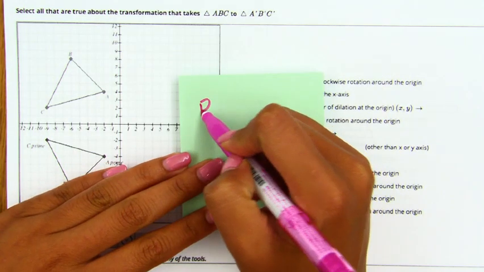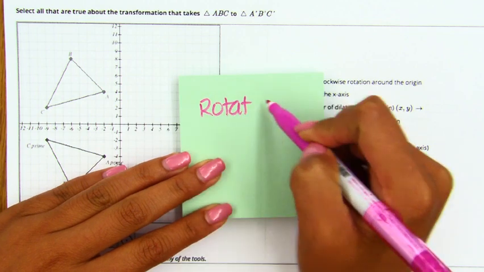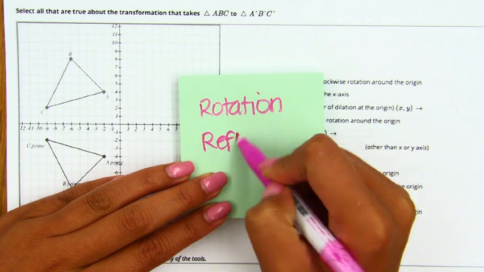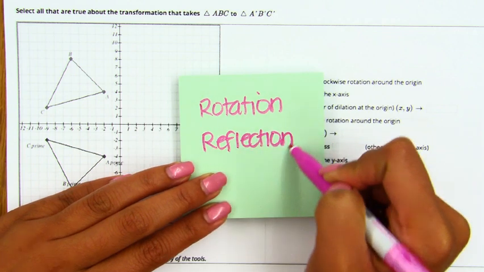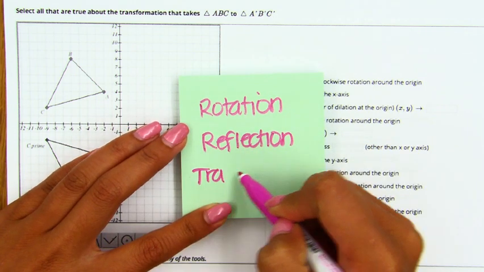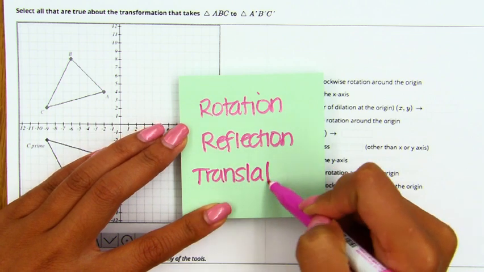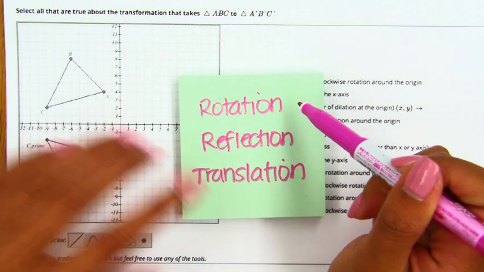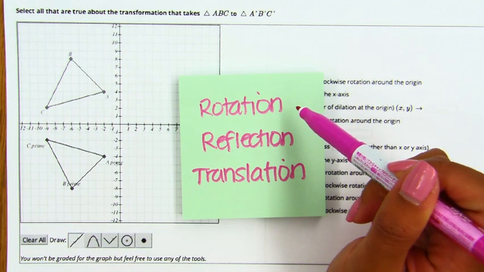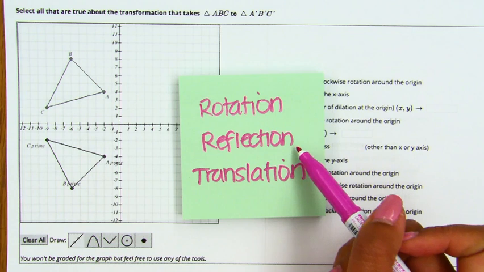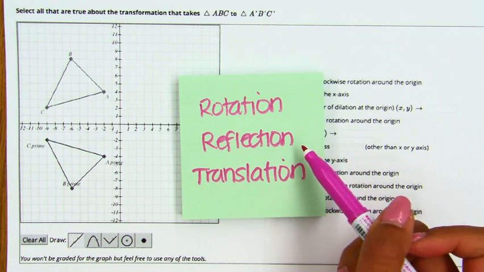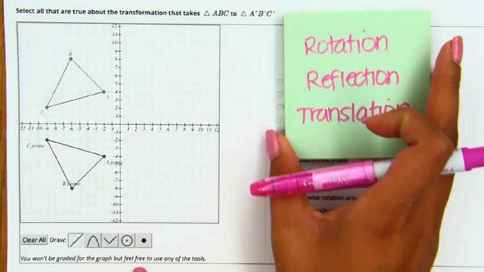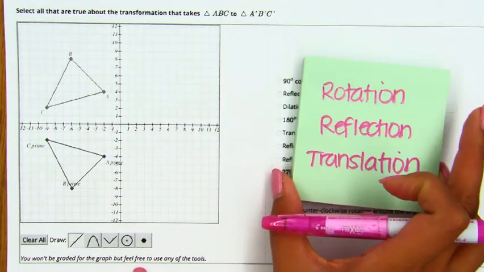Number one was rotation. The other day we learned about reflection. And today we learned about translation. So just a quick reminder, a rotation is when you're putting your pencil down and then rotating the image around a certain point. Reflection is basically taking an image and reflecting across a line, and translation is literally sliding an image up, down, left, or right.